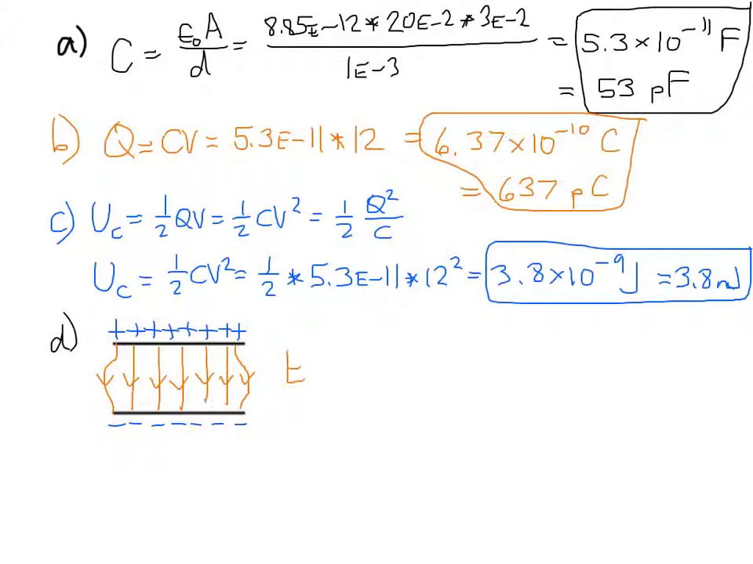And then the electric field, the magnitude is V over D, where V is the potential difference, or the voltage, which is 12 volts. D is the distance between those two plates, which was 1 millimeter, or 1 times 10 to the negative 3, which is equal to 1.2 times 10 to the 4th newtons per coulomb, or volts per meter.